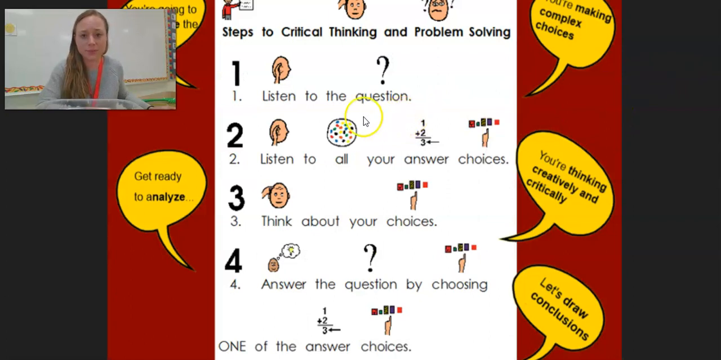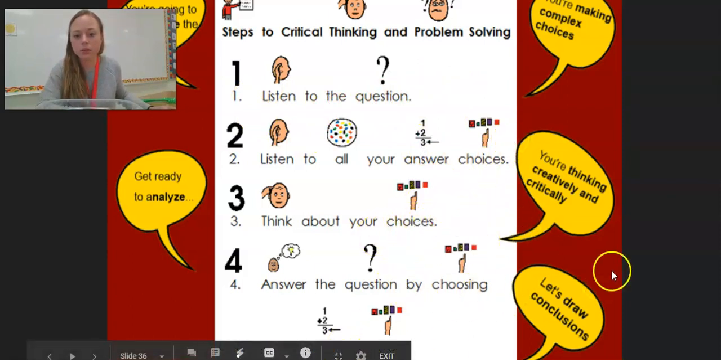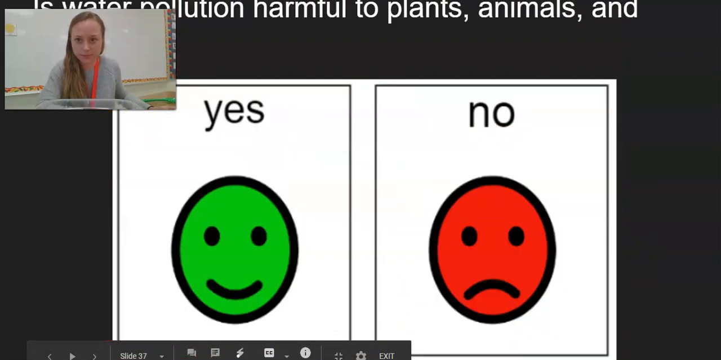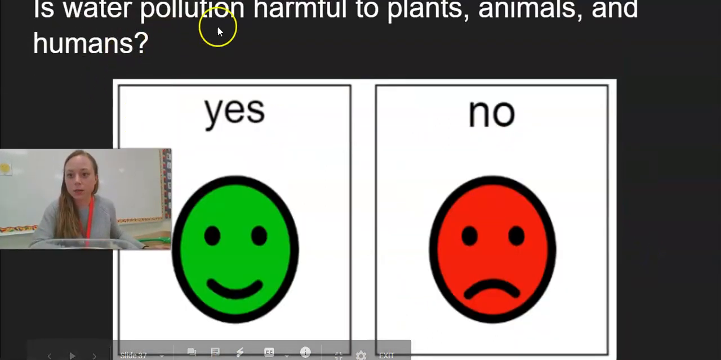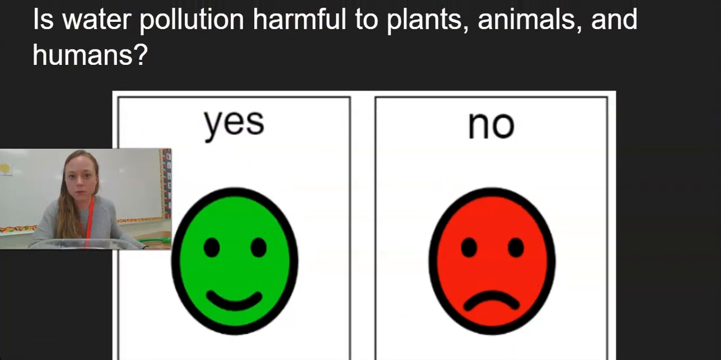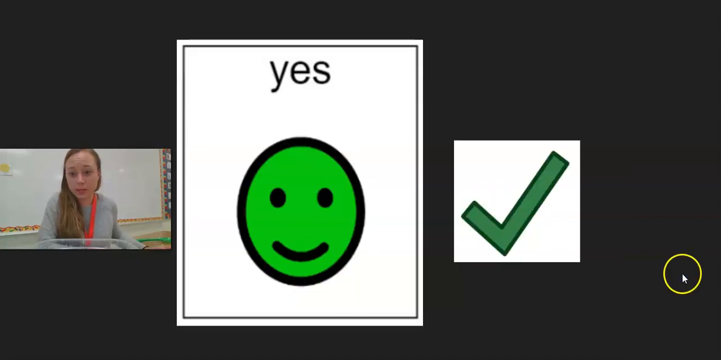All right, let's review. So we will listen to the question, listen to all of the answer choices, think about your choices, and answer the question by choosing one answer choice. All right, is water pollution harmful to plants, animals, and humans? Yes or no? If you said yes, you are correct. It is very harmful to plants, animals, and humans.